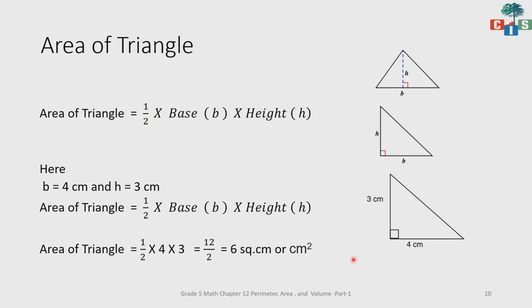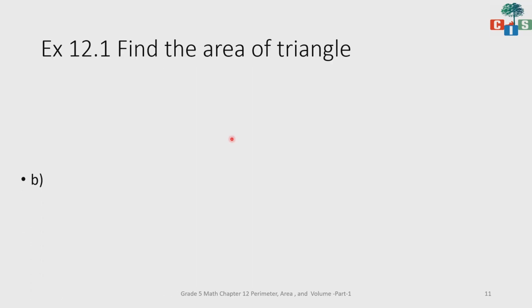Okay, scholars. Now I will solve a few sums from exercise 12.1 and a few sums you will do by yourself. There are total only 4 sums, of which I will solve 2 sums. Now we'll start with the exercise. So let's see sum number B, where we have to find the area of the given triangle. So see, here we have this triangle.